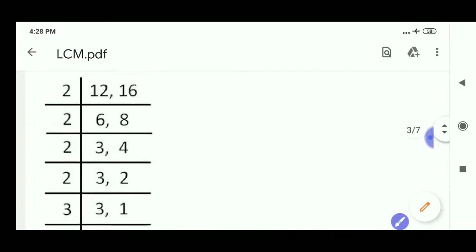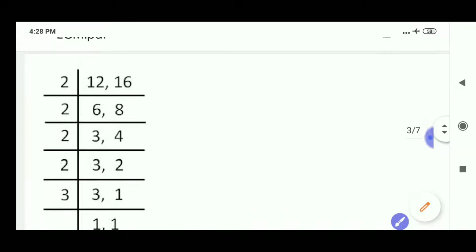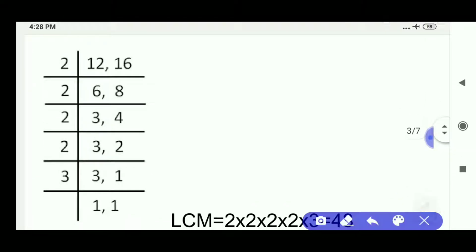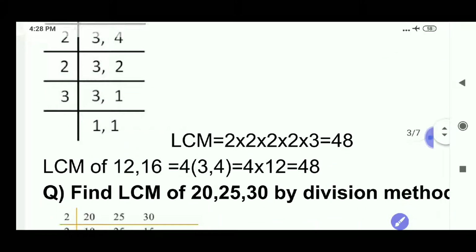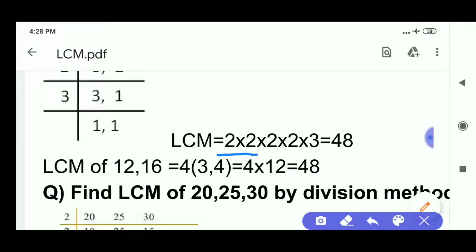Now LCM is finished. What is LCM? We already told you. Multiply from top to bottom and towards right. Then it becomes 2 into 2 into 2 into 2 into 3. Its answer is 48.